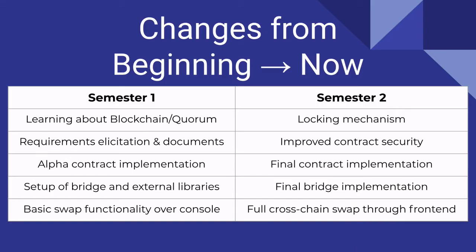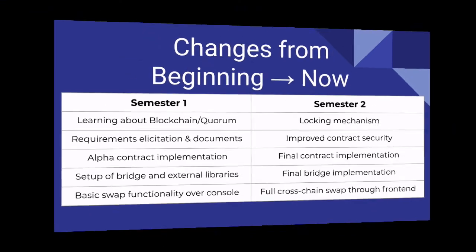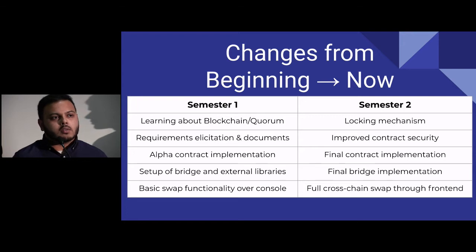So here is our progress from last semester to this semester. In this table you can see that last semester we had to do a lot of research basically on how blockchain works, how smart contracts are executed on a blockchain, and the structure of ERC 721 and ERC 20 tokens. So last semester our main goal was to get the basic swap functionality working on the console. Fast forward to this semester, we implemented escrow wallets, improved security on smart contracts using the escrow wallets, as well as creating a front end for our product. Then we added some final touches to the bridge, and lastly we bridged our front end with our back end.